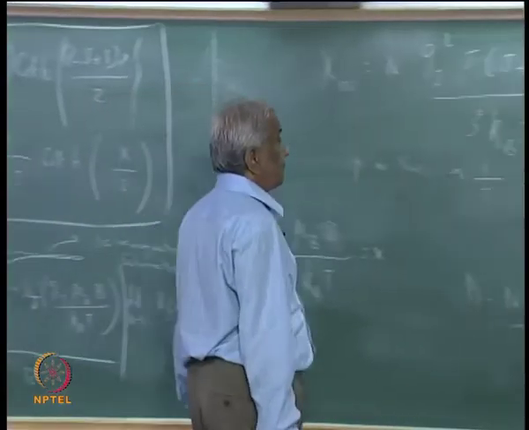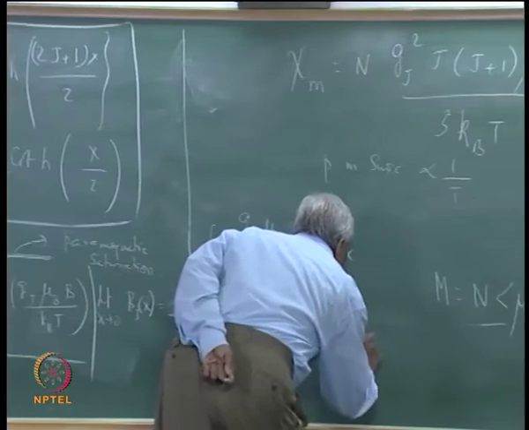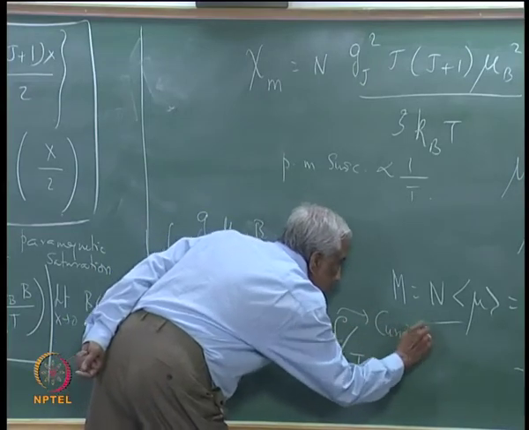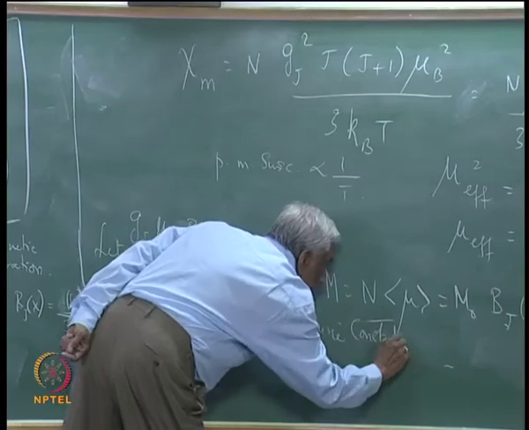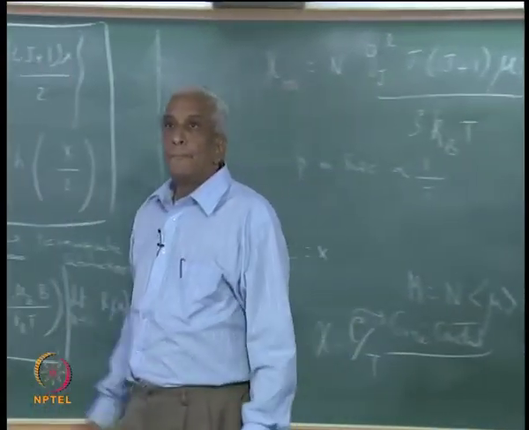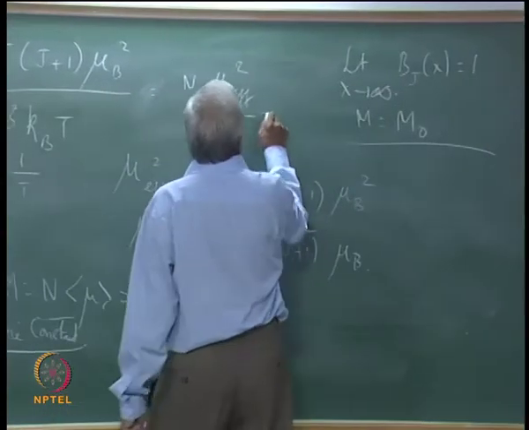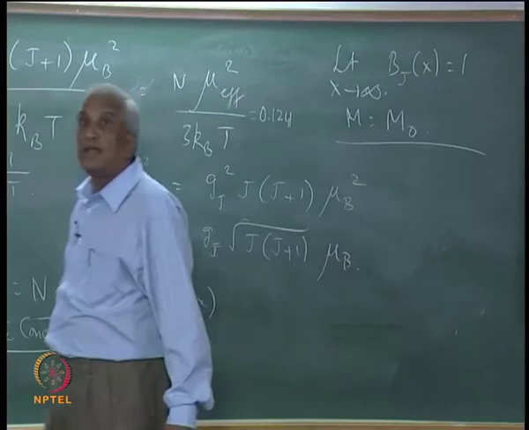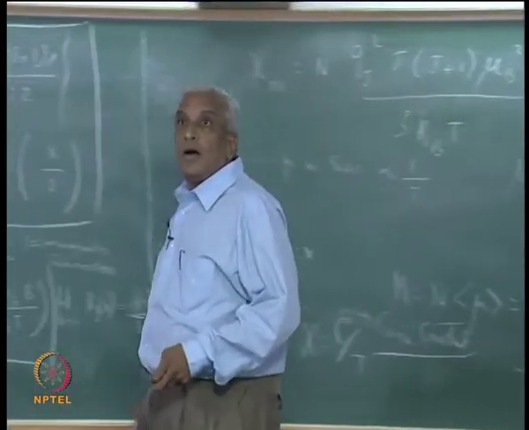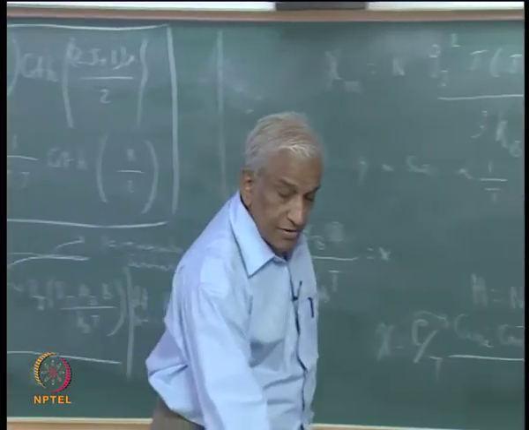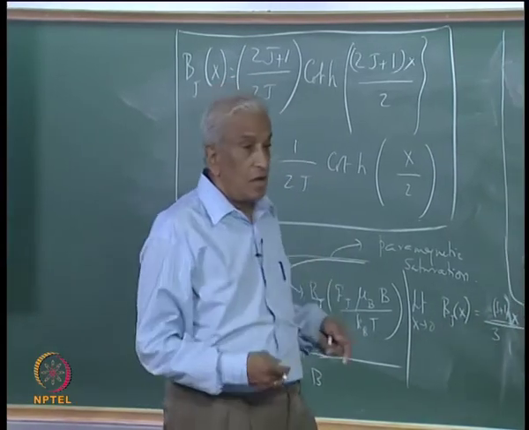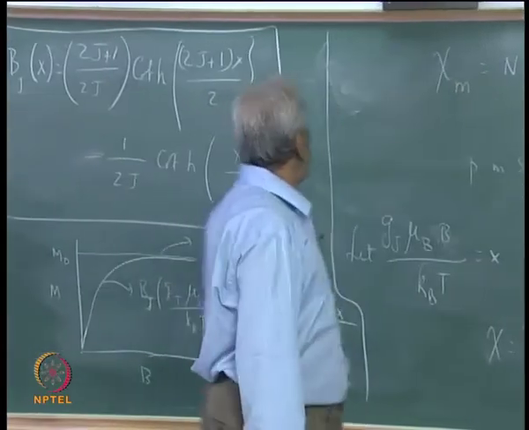So the chi at low temperatures goes as C by T, where C is a constant known as the Curie constant. It has the value n mu effective square by 3 kB. So if you substitute all these values, this is 0.1241 into p effective square, where p effective is the effective Bohr magneton number, which we calculated as 7.94 in the case of gadolinium 3 plus. So we have in general a diamagnetic and a paramagnetic susceptibility.